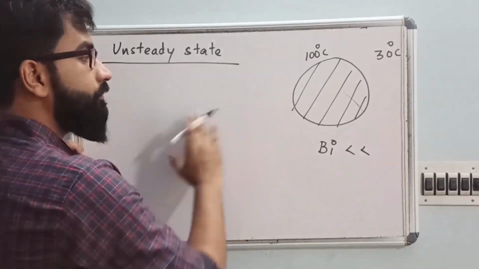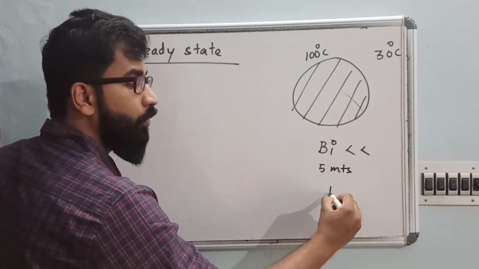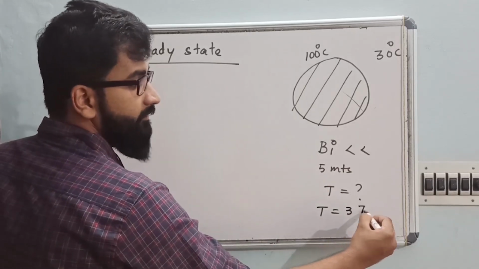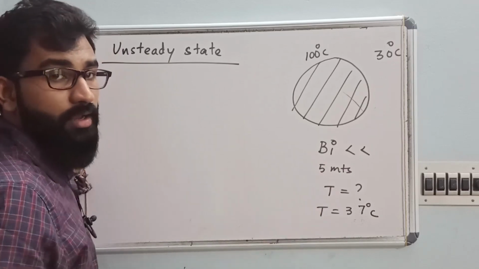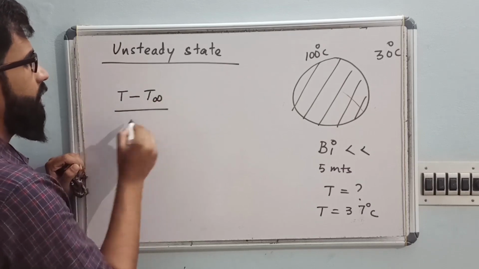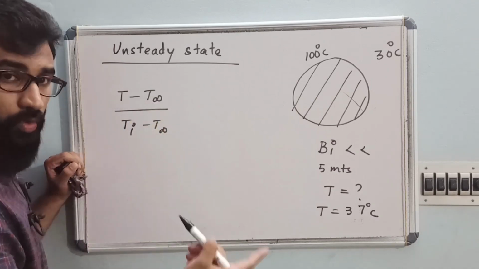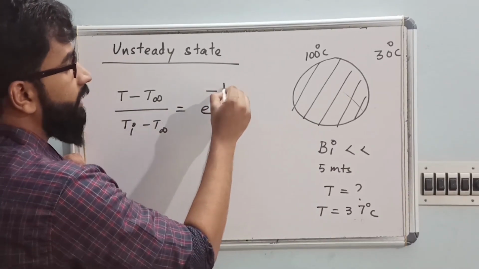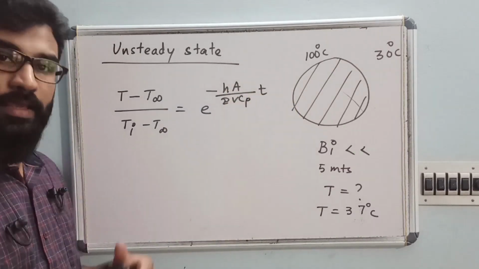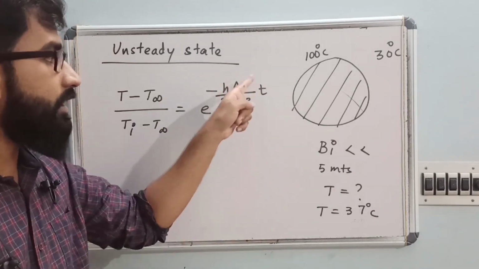So based on that assumption, this kind of question they will be asking: after 5 minutes, what is the temperature of the body? Or to reach this temperature, 37 degrees Celsius, how much time will it take? For that you have the equation: T minus T infinity divided by Ti minus T infinity, where Ti is the initial temperature of the body and T infinity is our fluid temperature, is equal to e power minus HA divided by rho V Cp into t. If you remember your PDC, mCp divided by HA is our time constant. So e power minus t by tau.